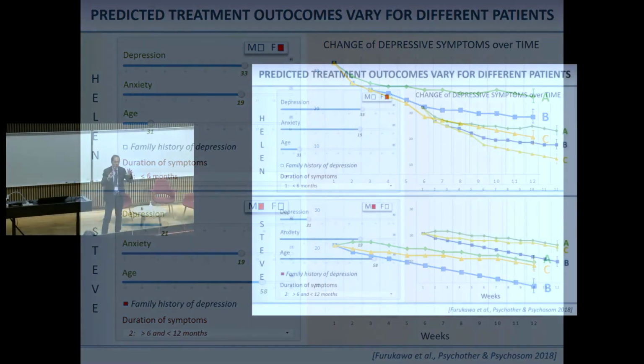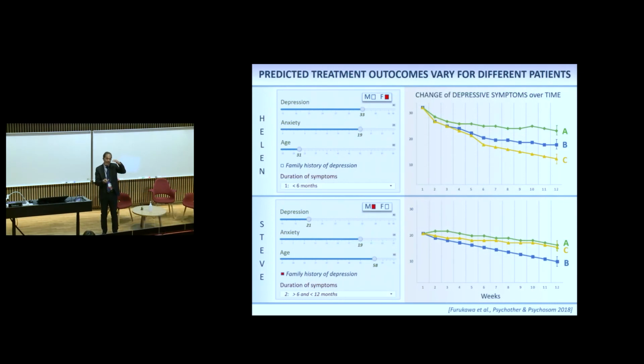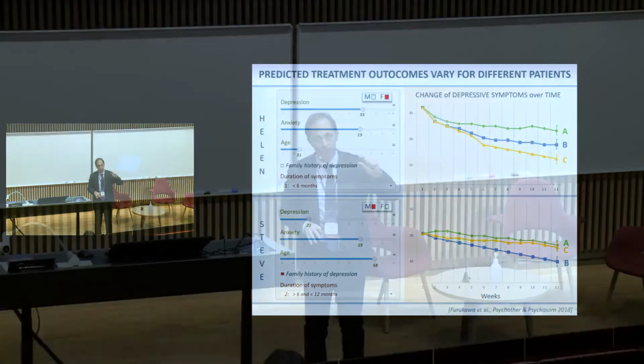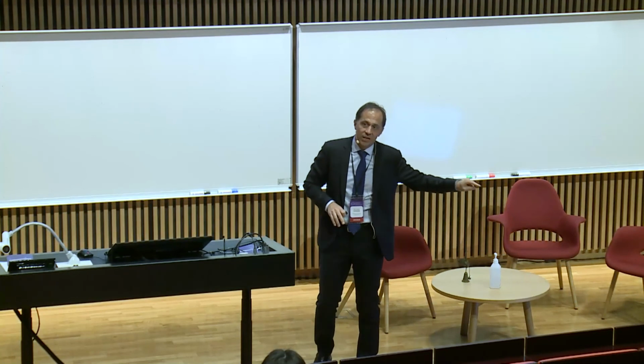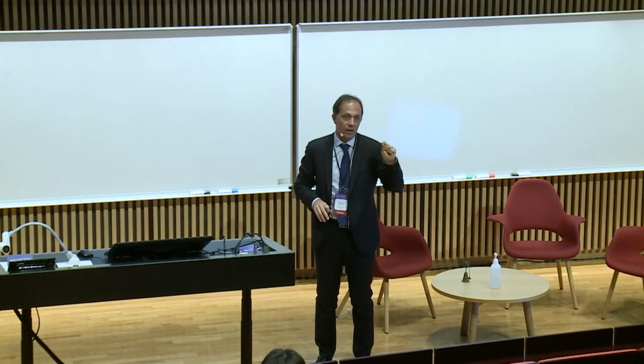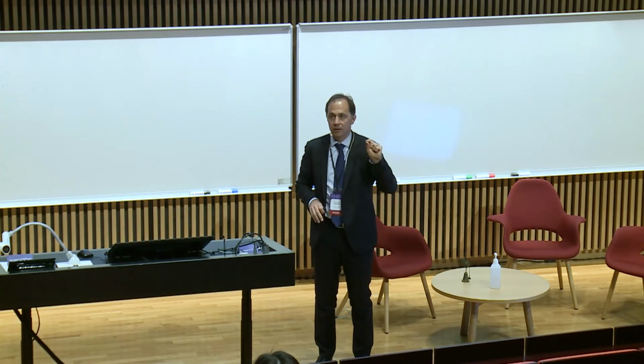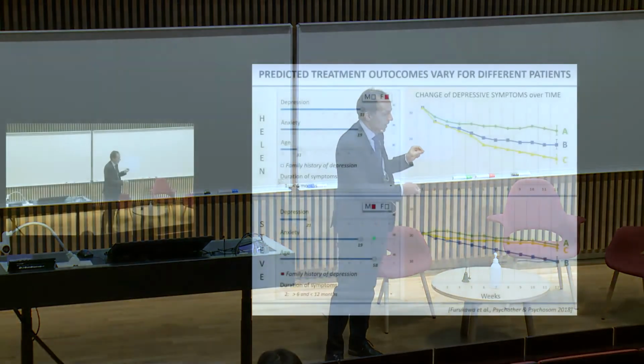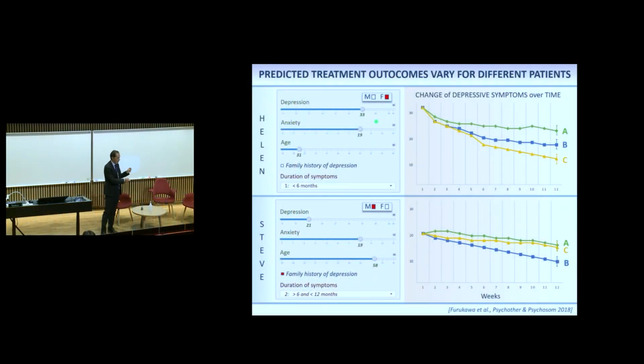So this is where individual patient data and network meta-analysis, so we have everything versus everything, we can predict the treatment, and we can tell the patients what is their most likely outcome if they take one medication or the other. The problem with this is that it's not really personalized, it's stratified, because we have not only Helen, but other women who have the same severity, same anxiety, same age, and so on.